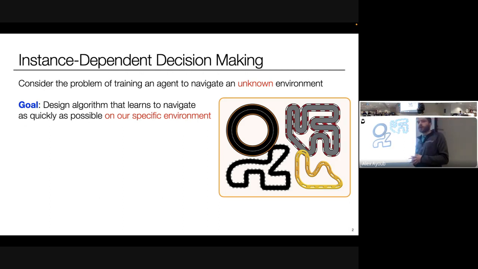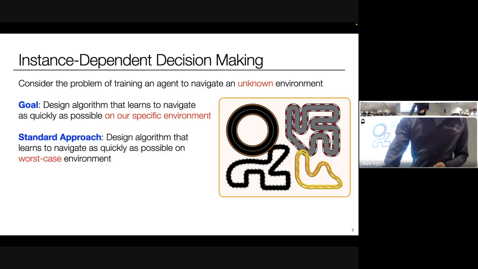But there's one caveat which sometimes we don't think too much about. When we're actually deploying this, we want it to navigate as quickly as possible on the specific environment of interest. So while we do want general purpose algorithms, which are broadly good across a class of environments, when we deploy it, we're deploying it on a specific environment, and we want it to do well on that specific environment.